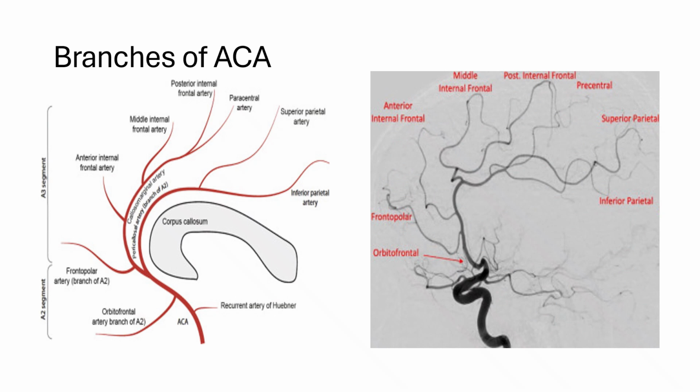The main branches of the anterior cerebral artery are the anterior communicating artery, medial lenticulostriate artery, recurrent artery of Heubner, and the others are the orbitofrontal artery and frontopolar artery, which are branches of the A2 segment, and the anterior internal frontal artery, middle internal frontal artery, and posterior internal frontal arteries are branches of the ACA, whereas the superior parietal and the inferior parietal arteries are also branches of the ACA. This is the DSA image showing the same branches.